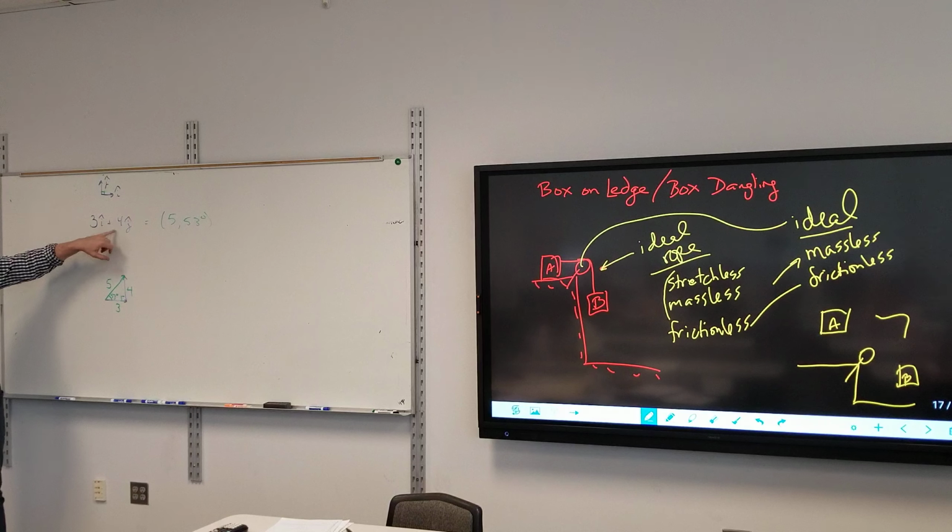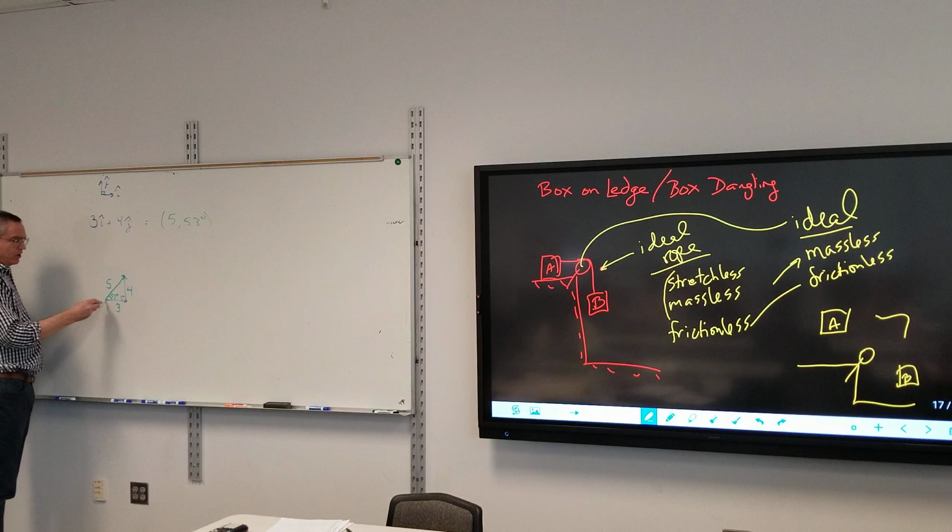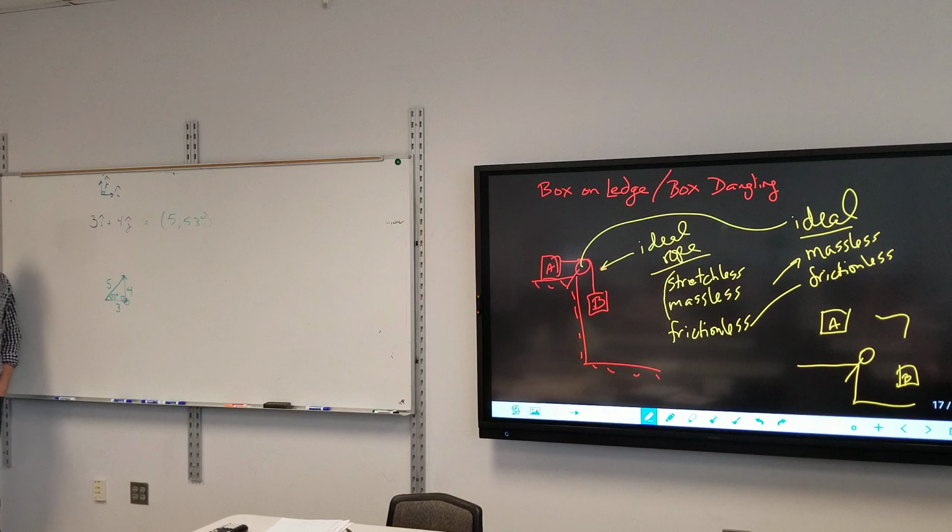Now, if you notice, when I added these 2 vectors, I started at a certain point, I went over a certain amount, and then I went up. So right here, at that intersection, I have the head of one vector touching the tail of the other.